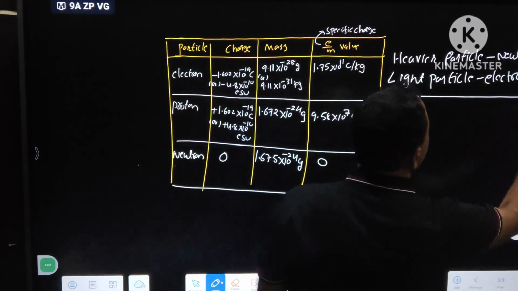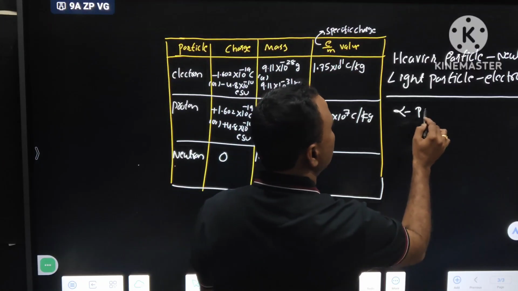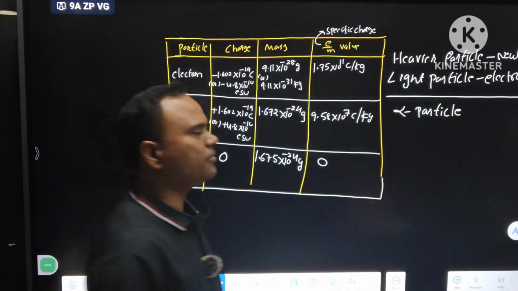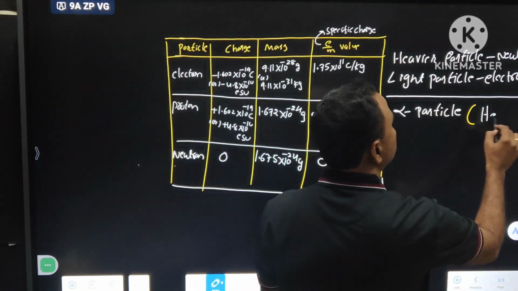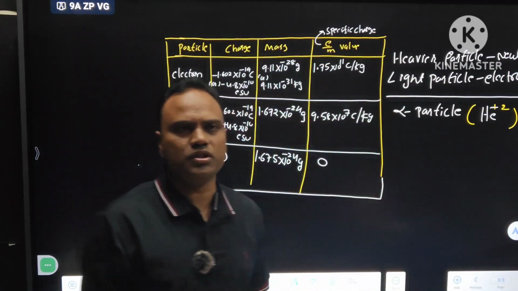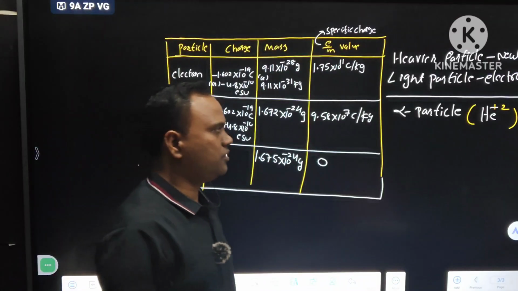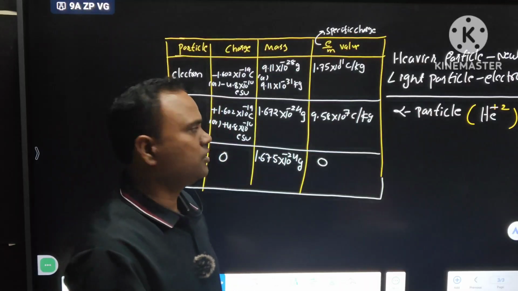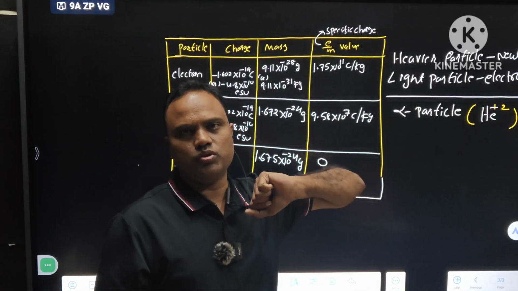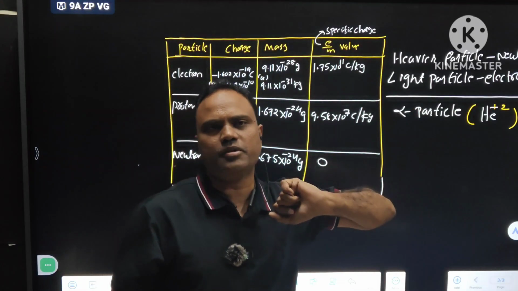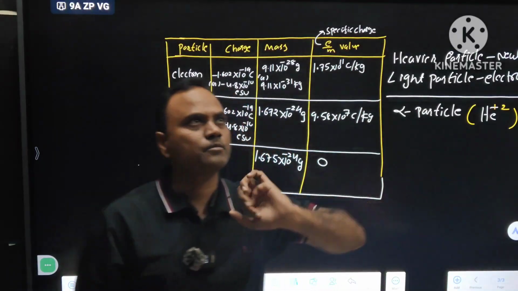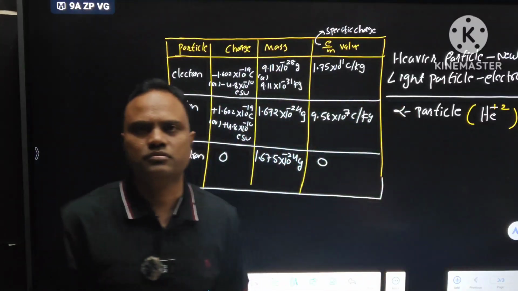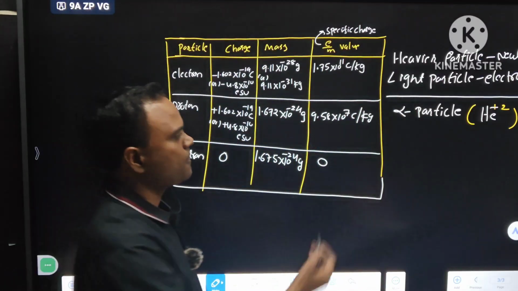And we have another important particle, the alpha particle. Actually, the alpha particle is not a fundamental particle, but we should remember its formula. Alpha particle is He 2 plus, the helium nucleus. The helium nucleus is called the alpha particle. Alpha particle has charge 2. What is the helium atomic mass? Helium atomic mass is 4. Like that, we can calculate the e by m value.